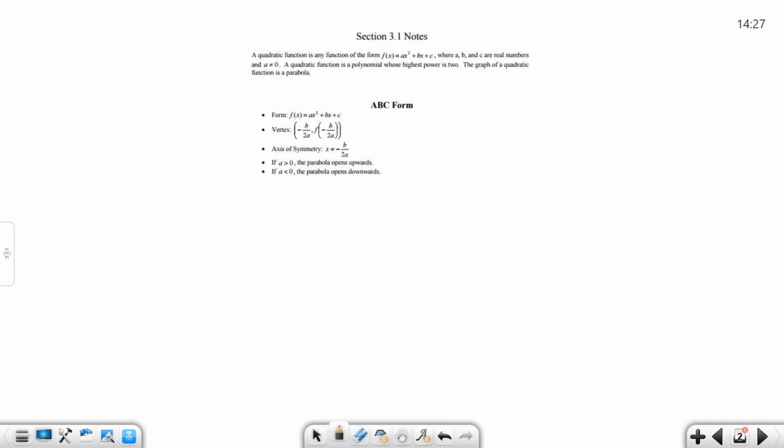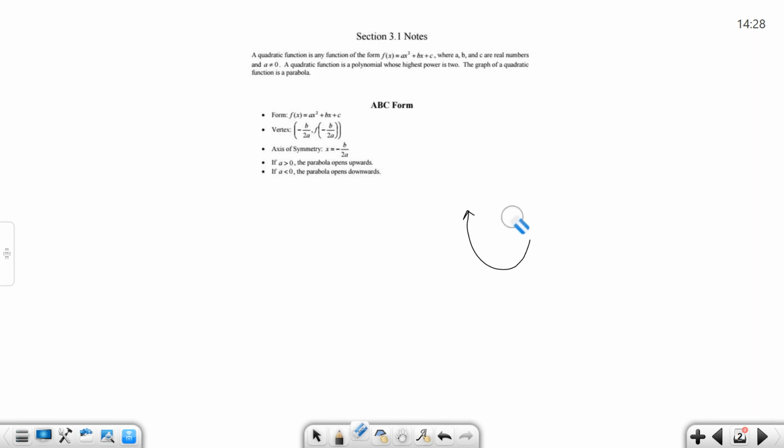In this section, we're graphing parabolas. A quadratic function is a parabola, and a quadratic function, of course, is a polynomial whose highest power is 2. So when you start graphing things for this particular class, a parabola is going to have this shape, or it's going to open downwards, one of the two. In future classes, it can also open left or right.